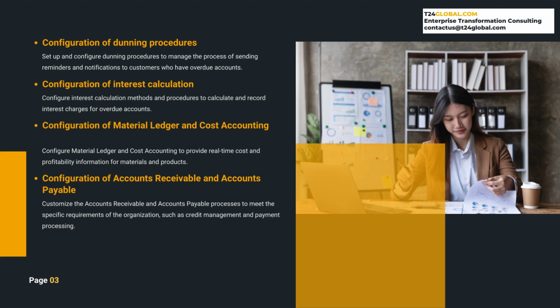Configuration of accounts receivable and accounts payable. This customization involves customizing the accounts receivable and accounts payable processes to meet the specific requirements of the organization, such as credit management and payment processing. The key roles involved include the accounts receivable and accounts payable accountants, who define the settings, and the technical consultant, who configures the system. The activities involved include defining the credit control area, specifying the credit limits, configuring the payment terms, and setting up the dunning areas.